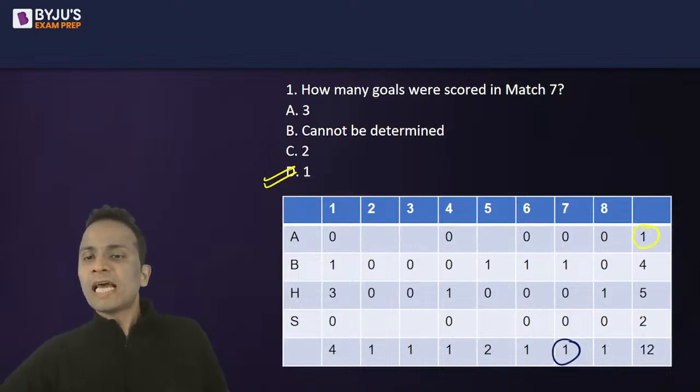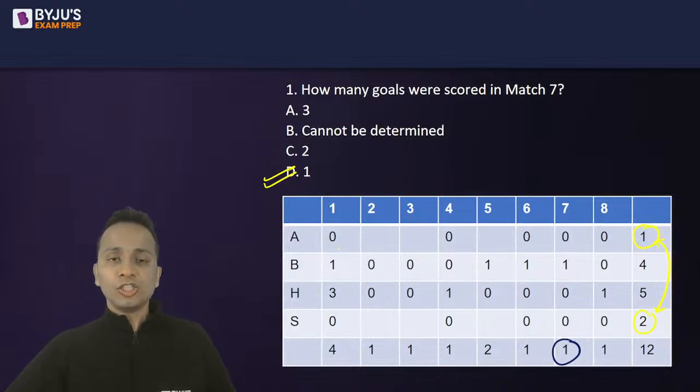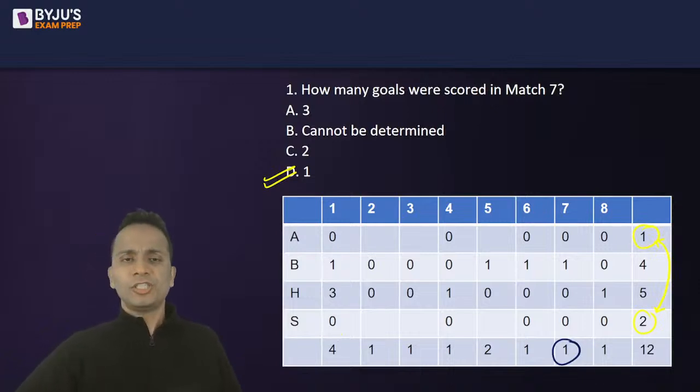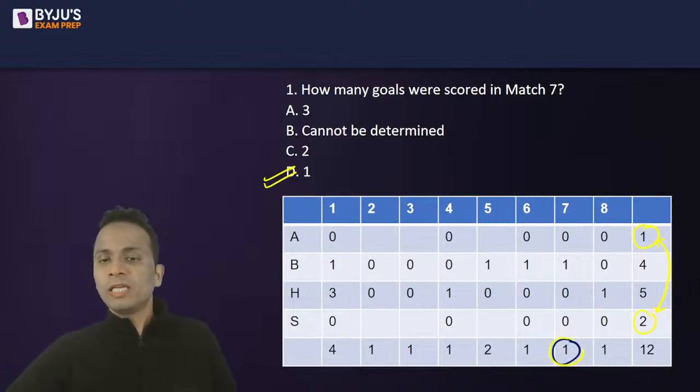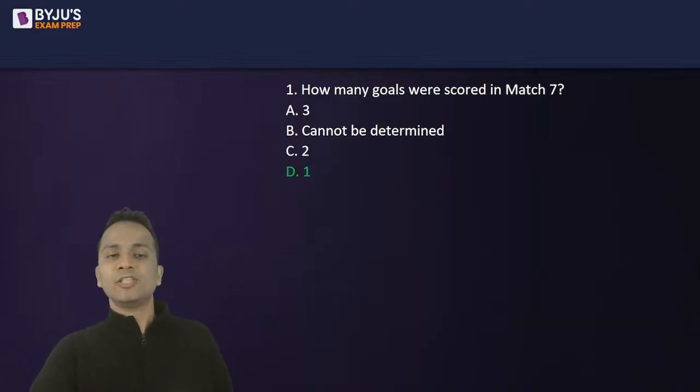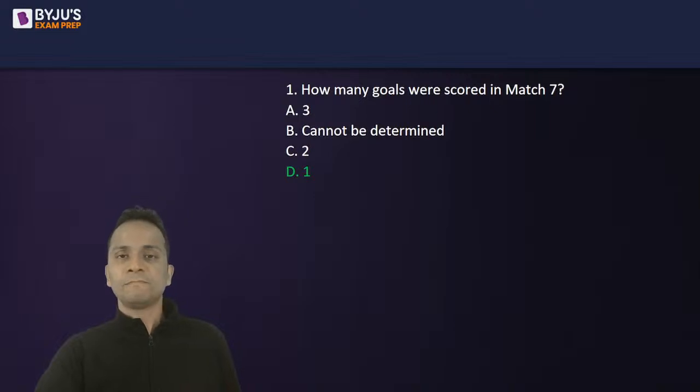Now these two numbers can interchange, the total number of goals for Amla and Sarita. These two numbers may interchange, right? So the number of goals scored in match number 7 is equal to 1. So the correct answer should be option D.